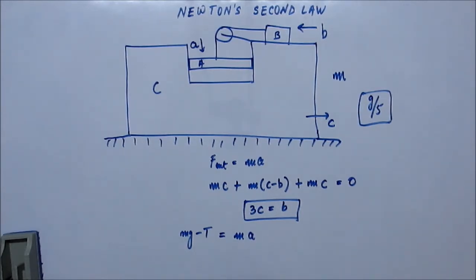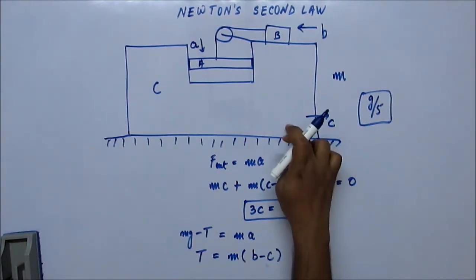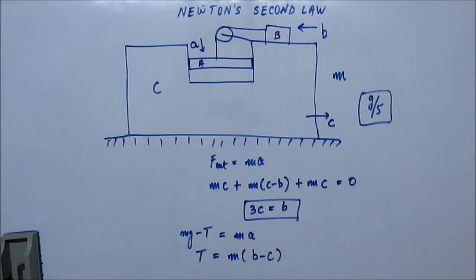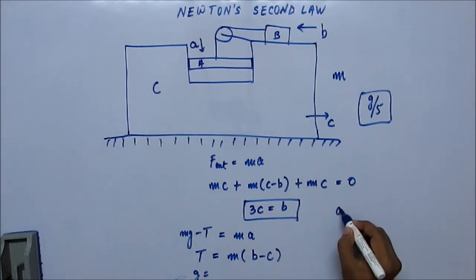Okay. Now for B, if we write, tension is the only force that is acting towards left, and that should be equal to mass into net acceleration towards left. Net acceleration towards left is b minus c. b is the acceleration with respect to block C. From here we get, if we add these two equations, what we get is g is equal to a plus b minus c, and a is equal to b.